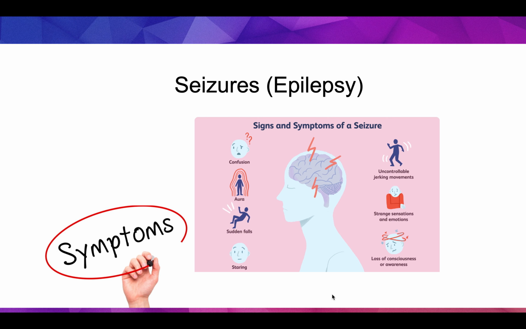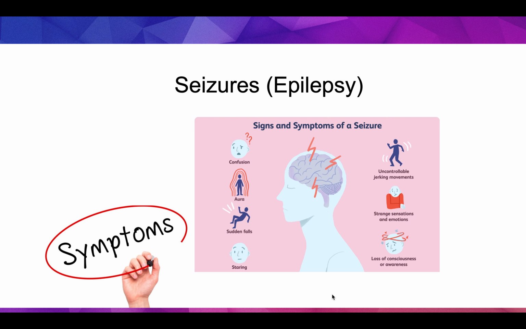Seizures. In adults, the most common cause of a seizure is epilepsy. However, it can be caused by other things, including a head injury, alcohol poisoning, lack of oxygen, or low blood glucose. Epilepsy is a condition that affects the brain and can cause repeated seizures, which are often sudden and dramatic.